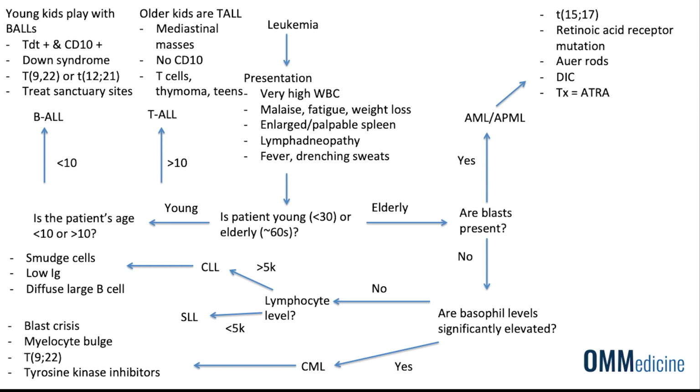And CLL patients will have smudge cells on a peripheral smear, which you should be familiar with how those look. They will have low immunoglobulin levels because the white blood cells they're producing are not functional in the traditional sense. And then the feared outcome of CLL is the progression to diffuse large B-cell cancer, which has a poor prognosis.